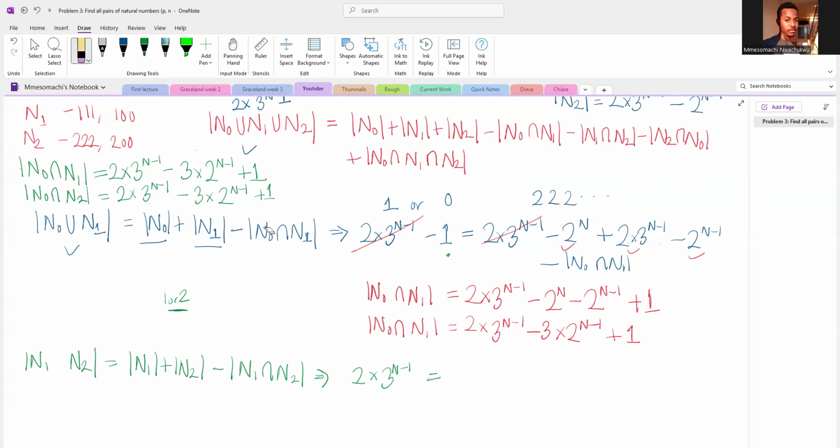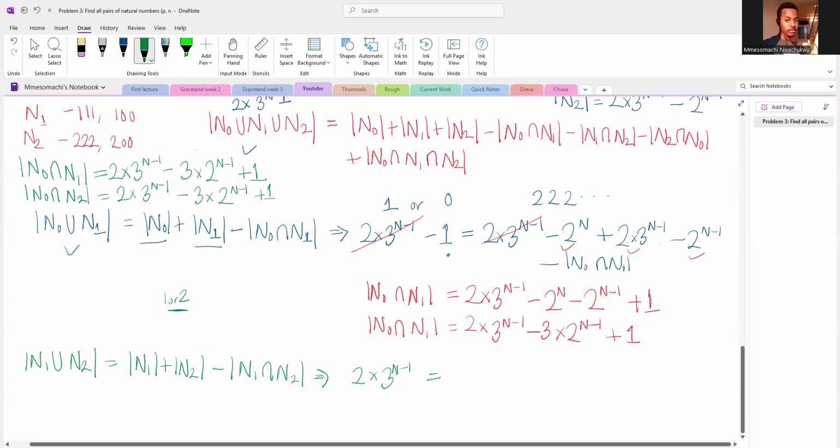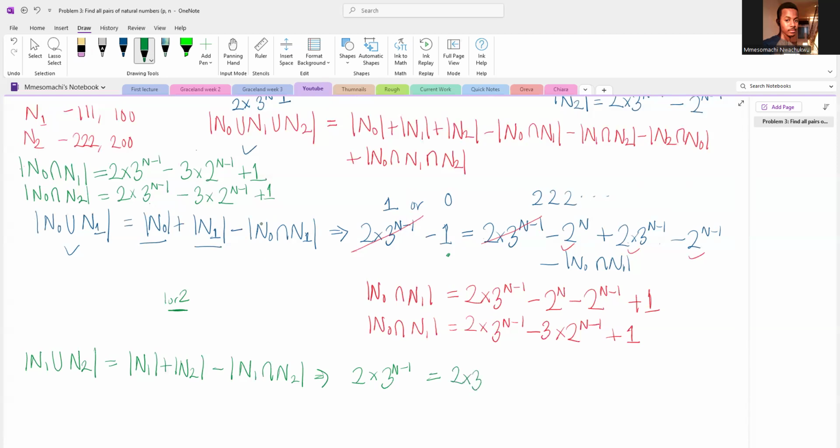Sorry, this should be union. Okay. And then we've already calculated the totals for N1 and N2. So that was 2 times 3 to the power of n minus 1 minus 2 to the power of n minus 1, plus 2 times 3 to the power of n minus 1 minus 2 to the power of n minus 1. Okay. Minus N1 intersect N2.